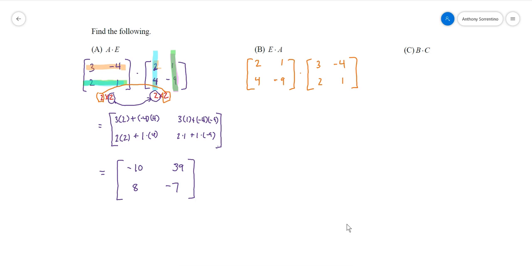Now again, they're both 2 by 2 matrices, so the inner dimensions match, which means we could do it. The outer dimensions tell us that the answer is going to be a 2 by 2 matrix. Make sure I have enough room. And so as I go through this, I'm going to do row 1, column 1 to get what goes in row 1, column 1. So I'm going to have 2 times 3 plus 1 times 2.